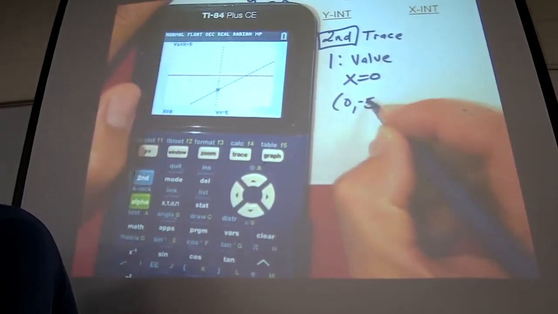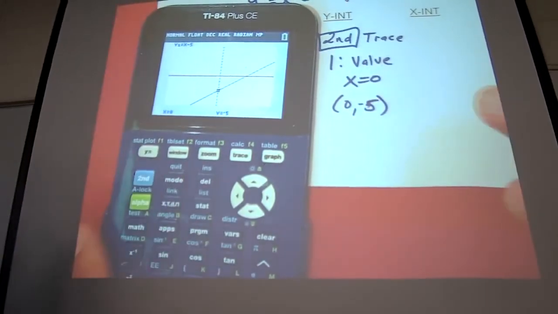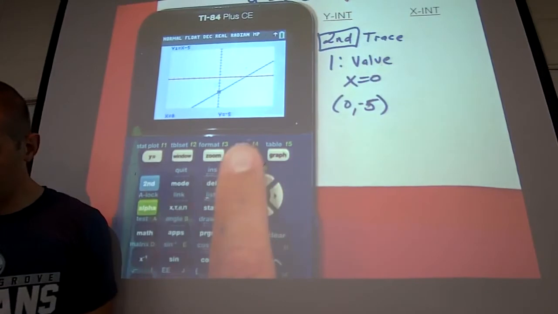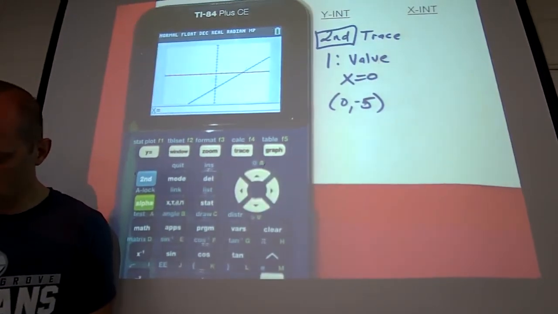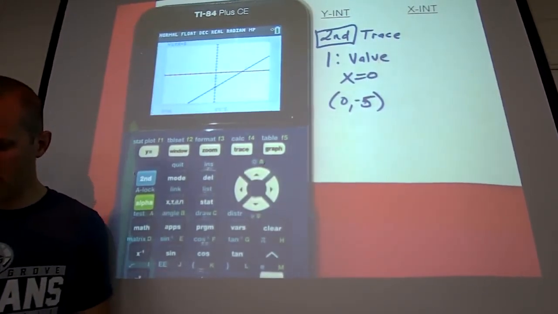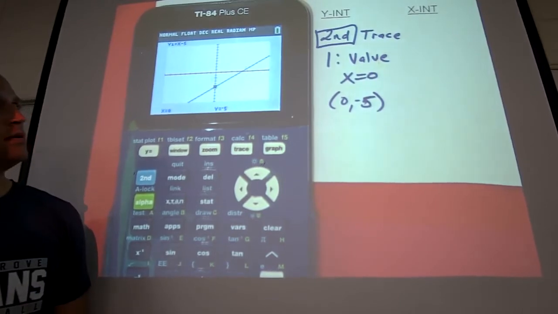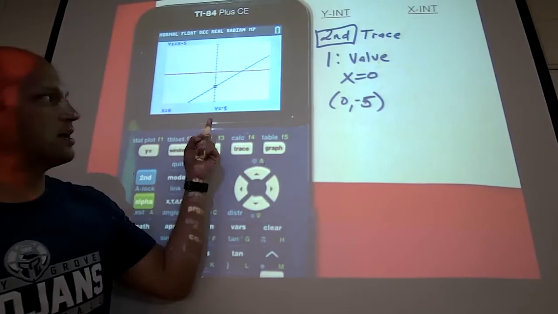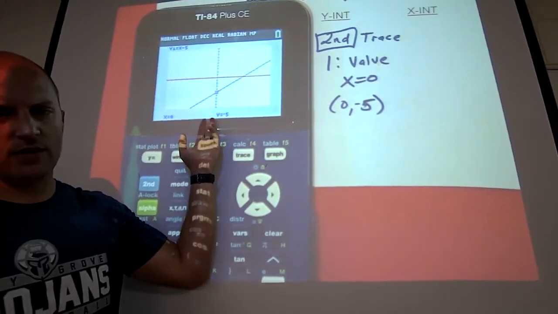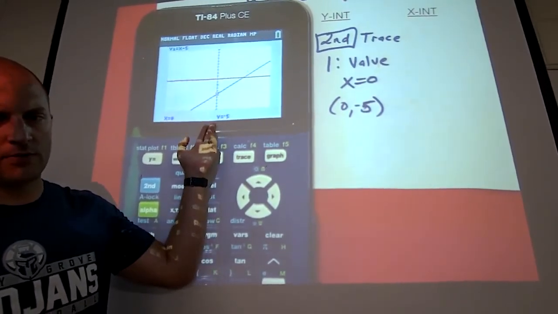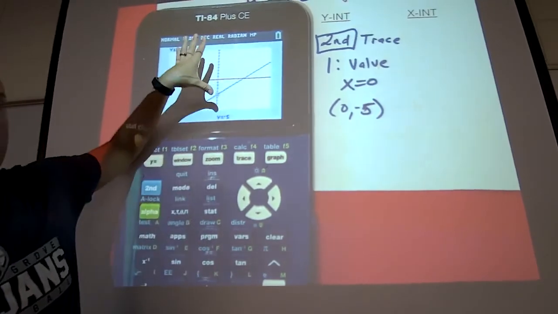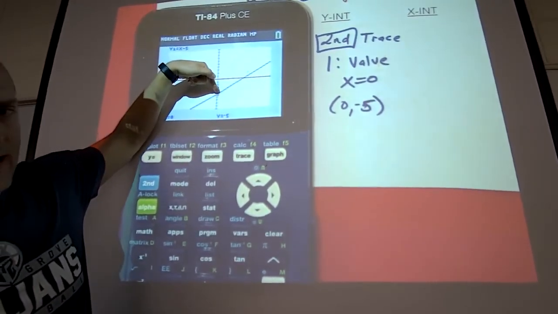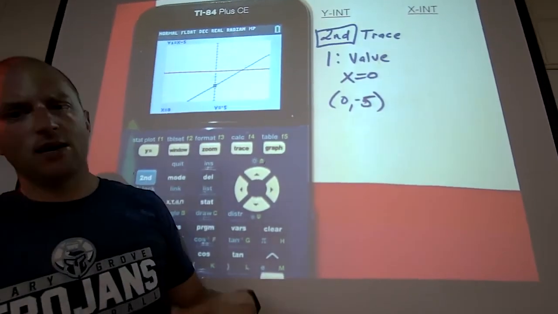So 0, -5. I'm going to do it one more time just so you can see it. I'm going to go second trace value 0. Press enter. Okay. Now, the nice thing about the value option for the calculate menu is that, number 1, I visually see, yes, that is definitely the y-intercept. And I can also plug in as many numbers as I want.